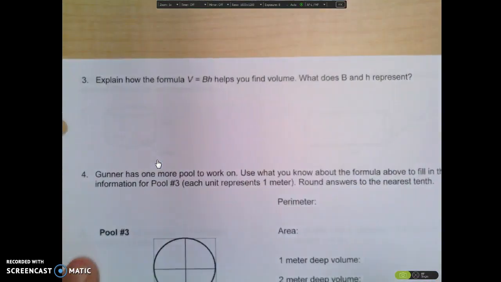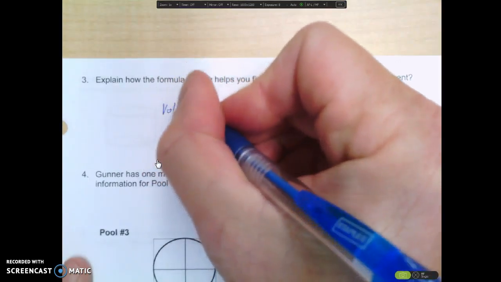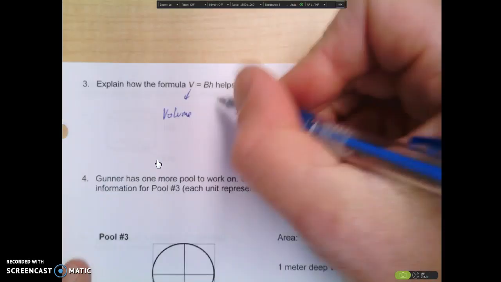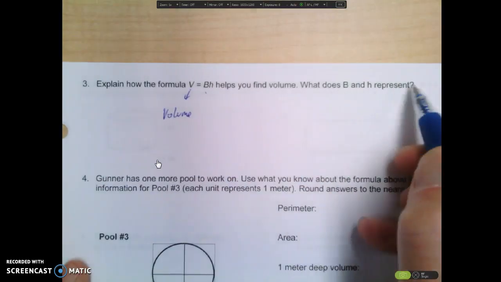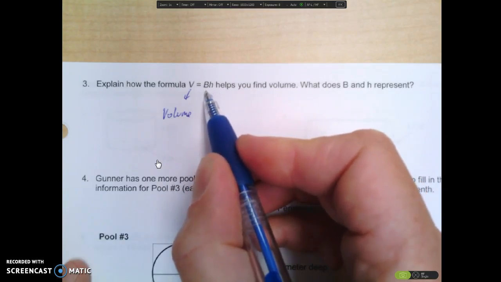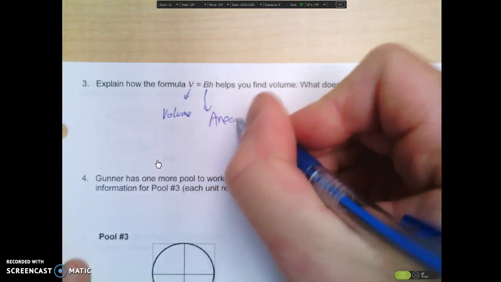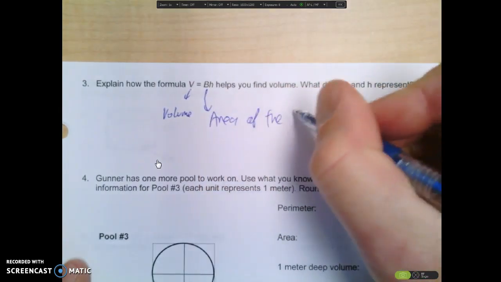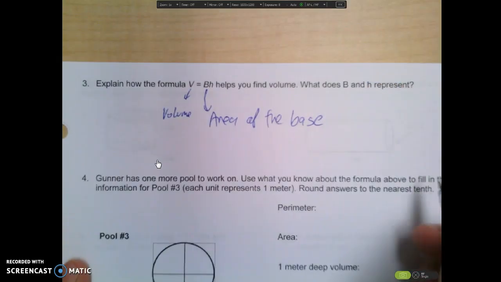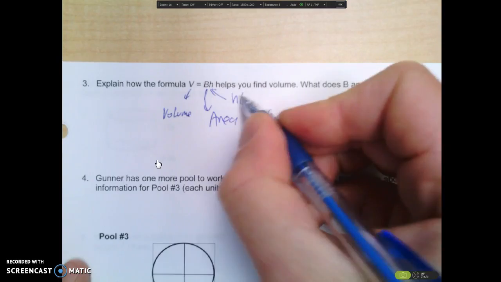That formula you see right here for the volume, that's the volume. That capital B is what this is asking about. So that capital B is what they're asking for. That capital B is the area of the base. And then clearly the H is the height.